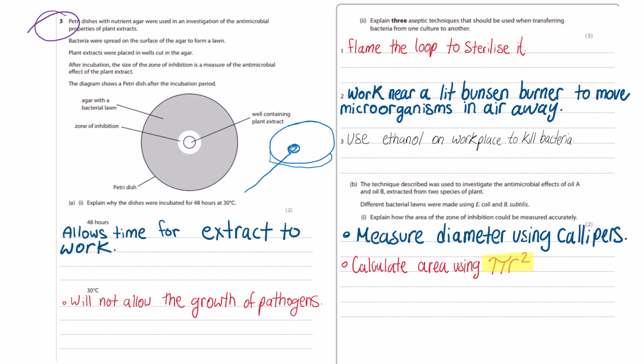So number 1 is we're going to flame the loop. So we're going to put this loop under a flame from the Bunsen burner. Okay, this kills the bacteria on it, so all we can say is flame the loop to sterilize it.